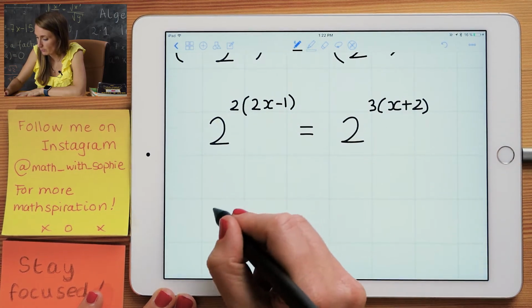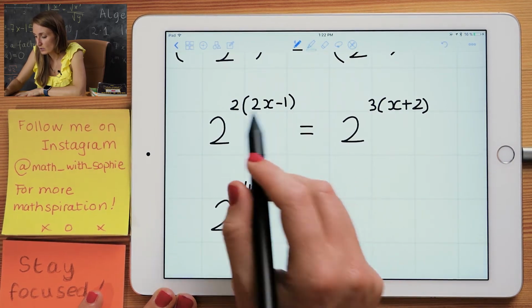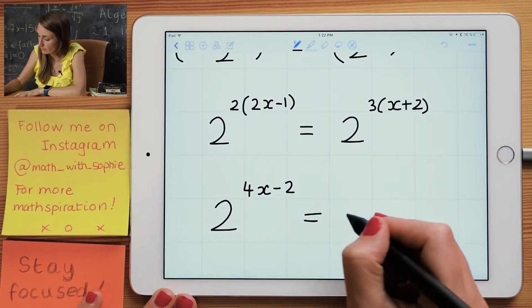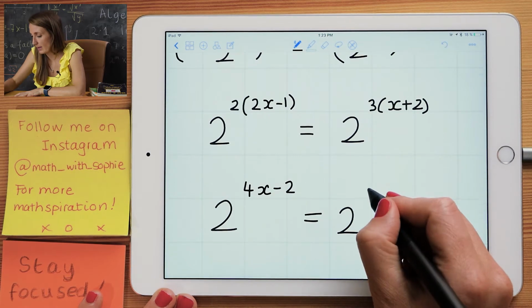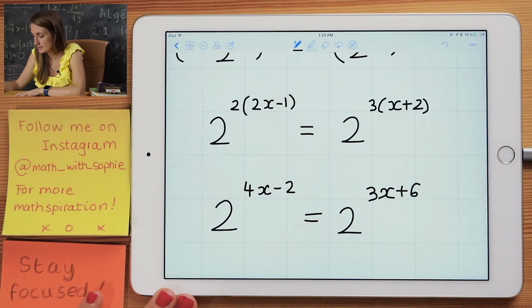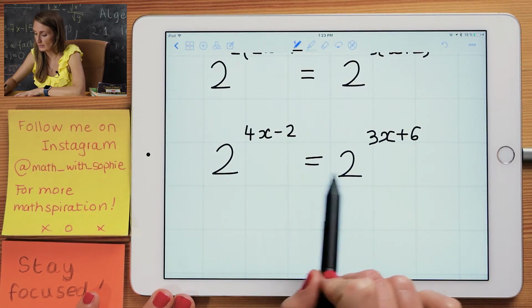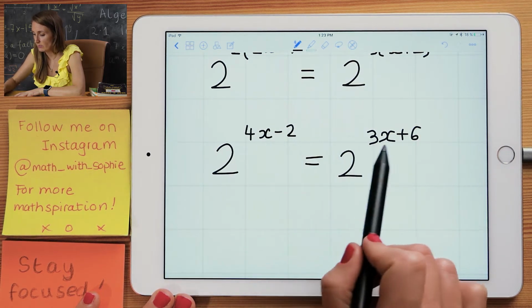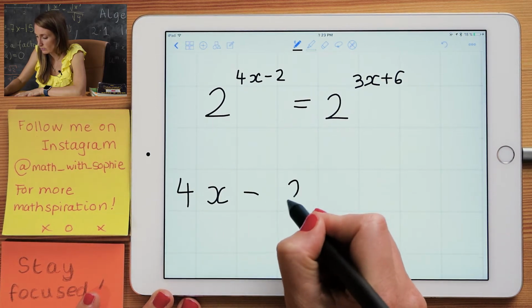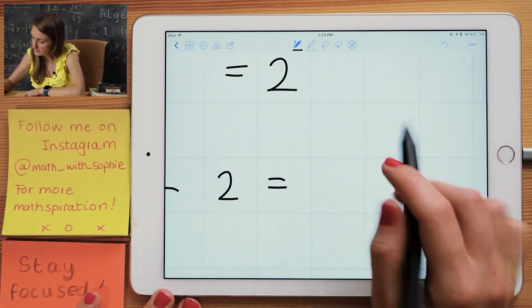Just going to multiply out those brackets now. So 2 times 2x is 4x, 2 times minus 1 is minus 2, and that equals 3 times x is 3x plus 3 times 2 is 6. Now, once you have one base number on each side, you can say that the powers must be the same. So we must have 4x minus 2 is equal to 3x plus 6.